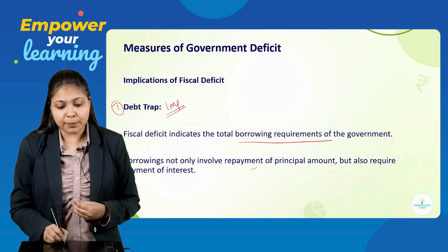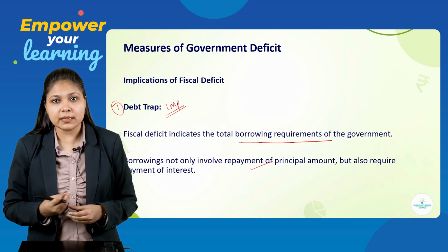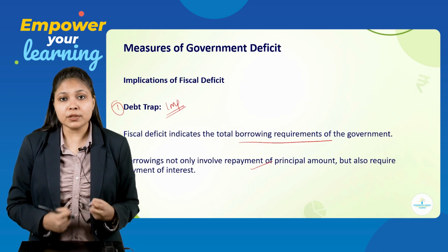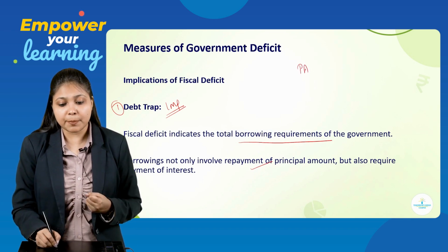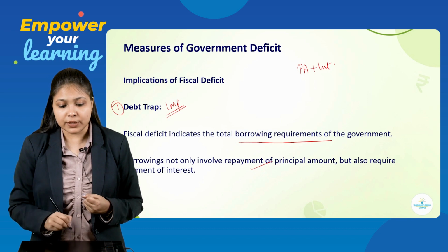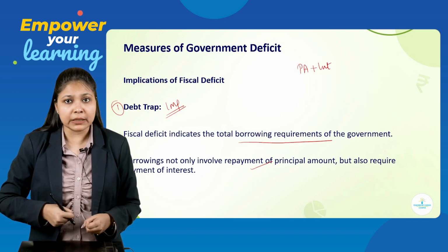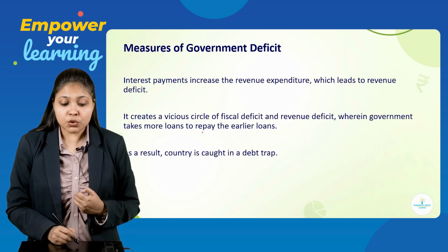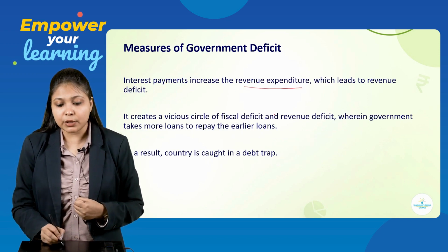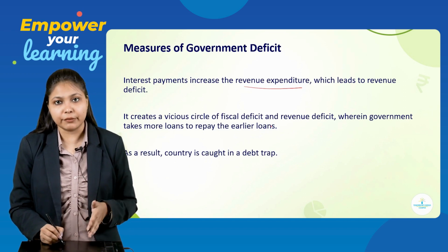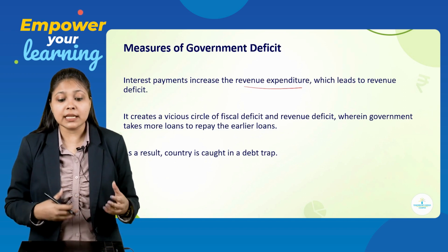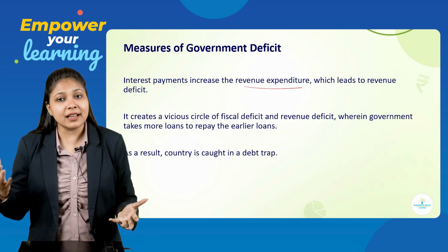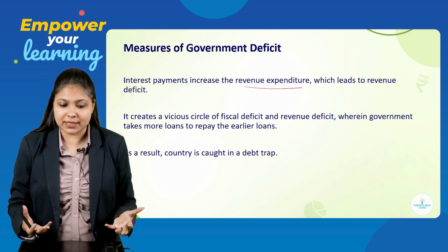Borrowings not only involve repayment of principal amount, but they also increase the payment of interest. Definitely, when any country borrows money, it has to repay the principal amount as well as the interest. So borrowing includes the principal amount as well as the interest charged on that amount. Interest payment increases the revenue expenditure, which leads to revenue deficit. When the revenue expenditure increases, ultimately it will give rise to revenue deficit.